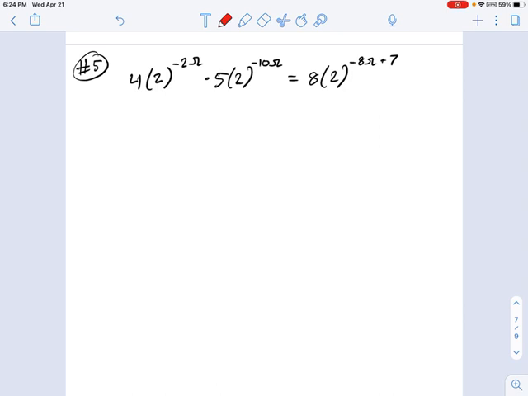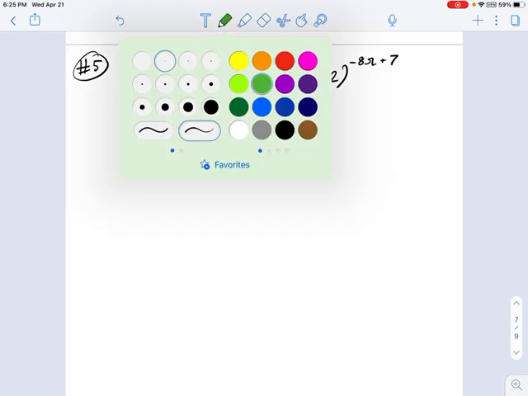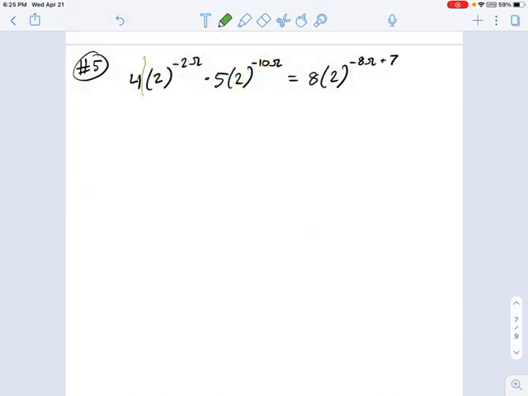So let's just go about this. Remember step 1, combine like terms. So what are my like terms? Well, I can see in all of these things, let's get a different color here for a moment, I can see all of these things have a 2 to some power. Okay, so wouldn't it be nice if we could get all of these together somehow?